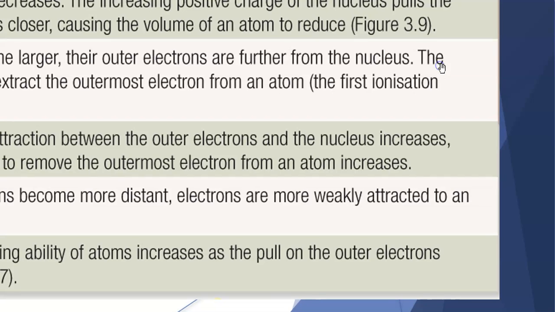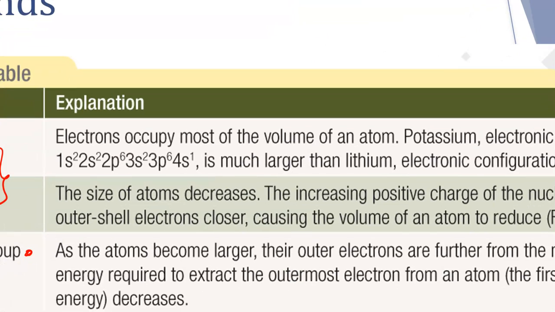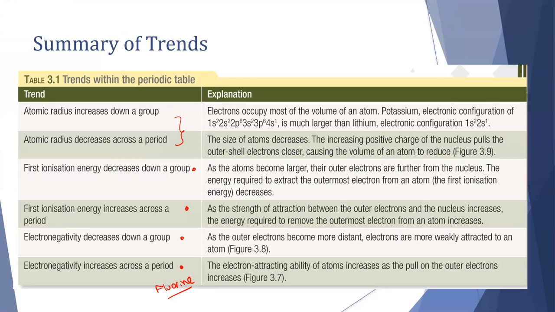You should read through these explanations carefully and be able to explain each of the properties that we've seen as a result of the core charge, their electron configuration, and their distance from the nucleus. That's it for physical trends. Next up, we'll be talking about chemical trends.